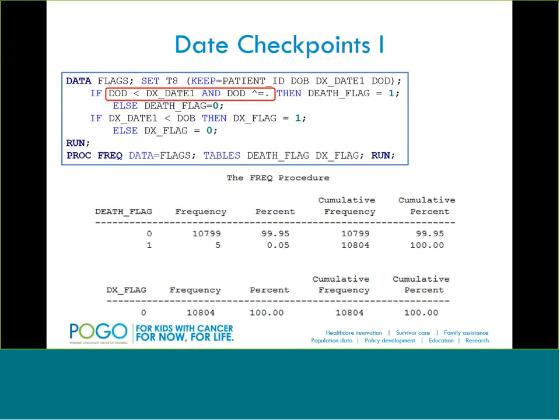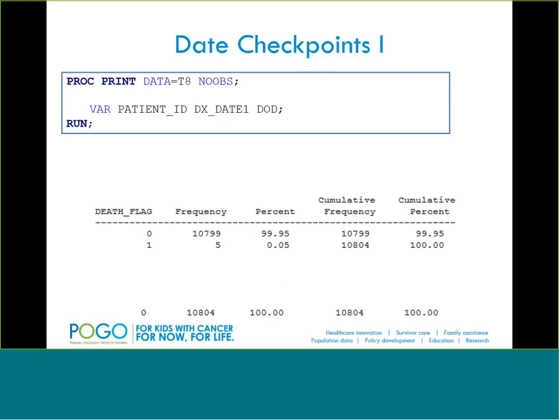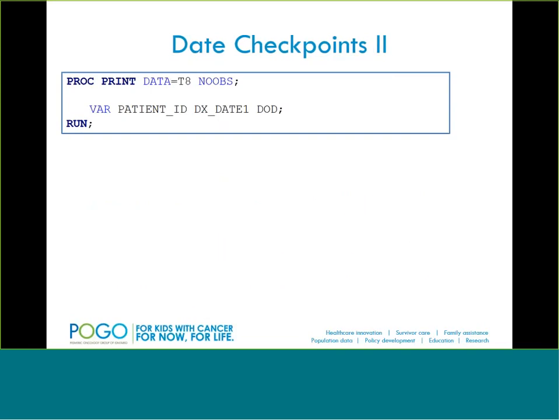And here's my output. I see that there are 5 patients that were diagnosed after they had died. Okay, that's not too bad. I also see that diagnosis flag is 0 for all patients. So there were no patients that were diagnosed before their date of birth. So now that I know within my data set that there are instances where the actual diagnosis was made after their date of death, I want to do a little bit of investigating further.